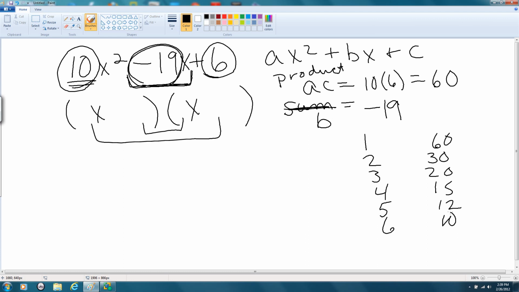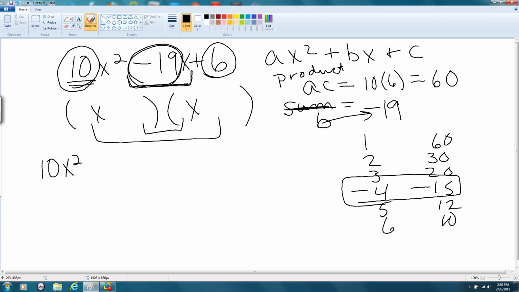Now on this one, both of these could be negative. So actually, where we're going to get the sum of these two as negative 19, which is the b term, if I take negative 4 and negative 15, that gives me negative 19. So that's what I want. Now, let me show you what I'm going to do with it.